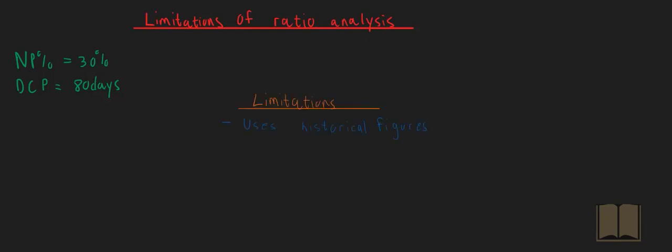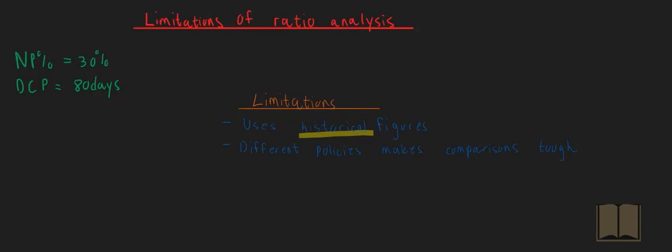The most common argument leveled against ratio analysis is that it relies on historical figures. It doesn't take into account any future prospects of the company. It doesn't take into account the impact of inflation. Ratio analysis works on the assumption that history will be repeated. And as we know, this is not necessarily the case.